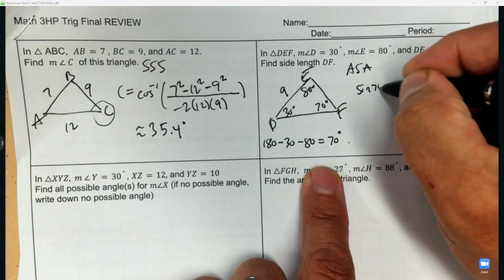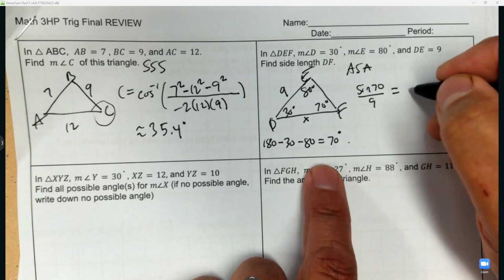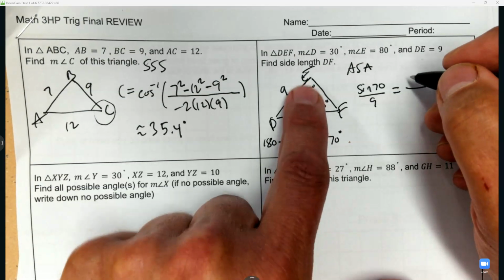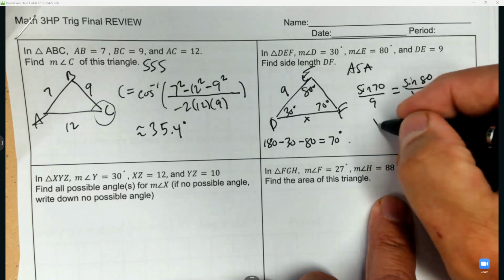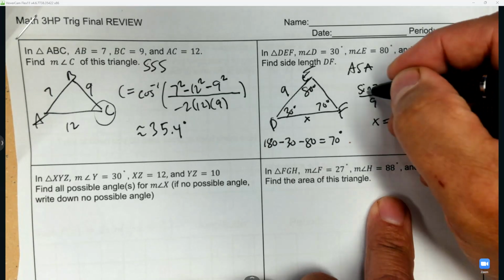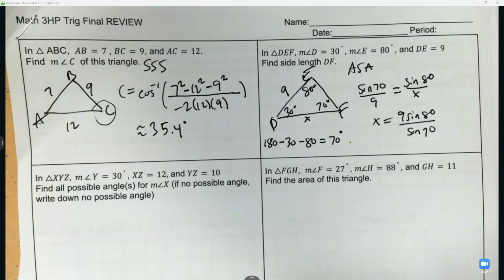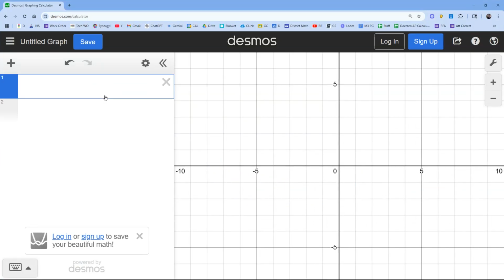So then we're going to go sine 70 over 9, and then what I'm looking for is D to F. So I'm going to put an X there. So the angle opposite of that is 80. So I know it's going to be a little bigger than 9. And then I solve it. So 9 times sine 80 divided by sine 70. Again, I'm going to take Desmos and type it in. So 9 sine 80 divided by sine 70. And that's 9.4.